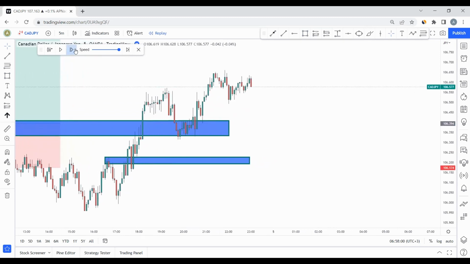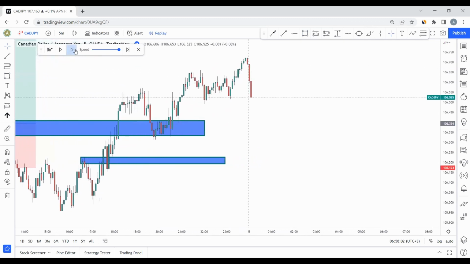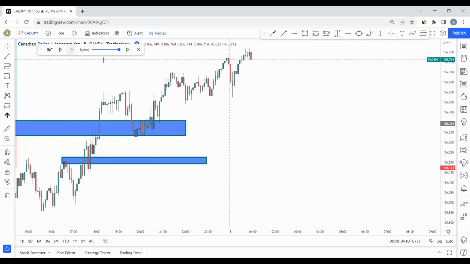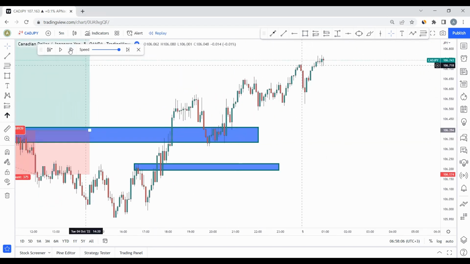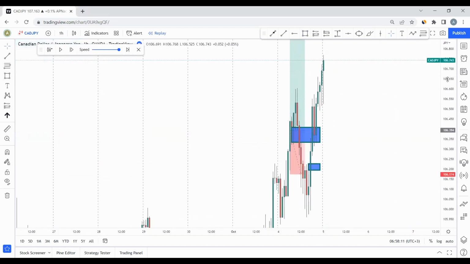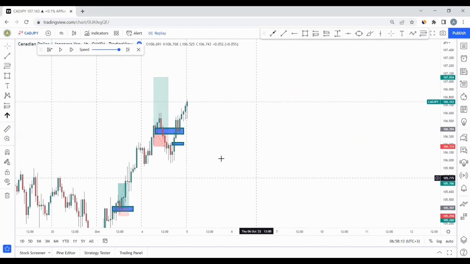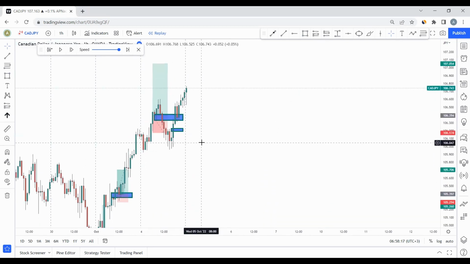Let's see. Okay, so it's not giving us a trade. Let's go back to H1 and see if it is really giving us a structure. Here the market kept going up. So we again identify a different structure. Let's look for a different structure.